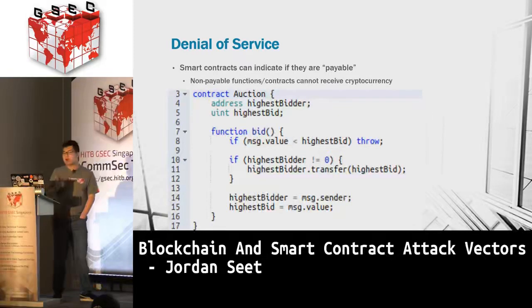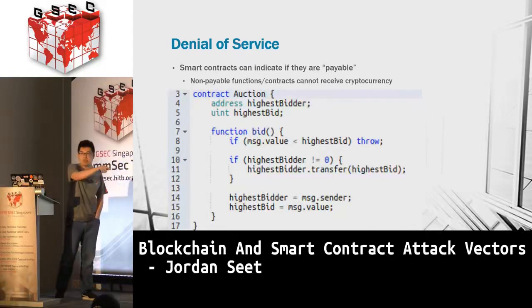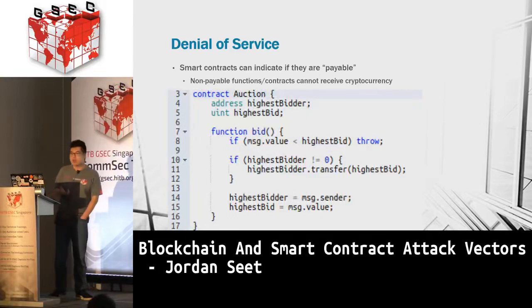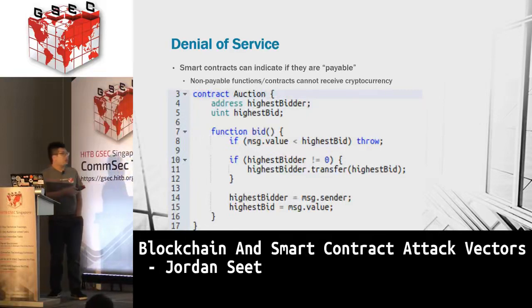However, let's say I write a contract that can send money but not receive money. I can send money, I can become the highest bidder, but because my contract cannot receive money, no one will ever be able to displace me as the king, because this function will fail. So this is useful in terms of auctions.